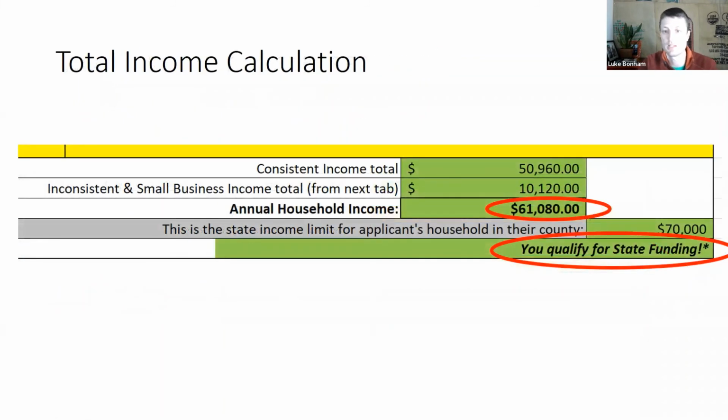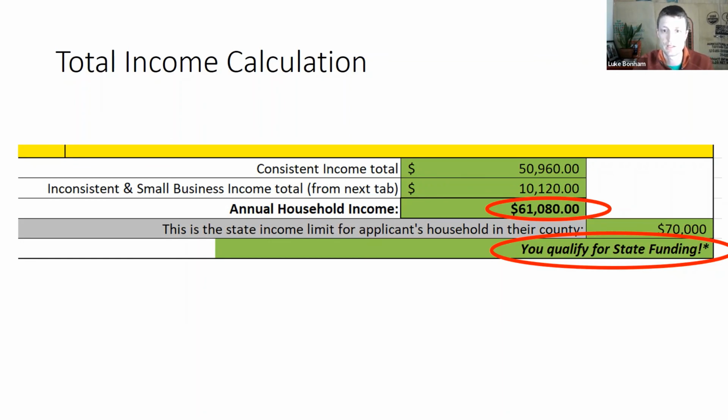When all sources of income have been recorded, you will come back to the consistent income tab for a grand total calculation at the bottom. You can see here this applicant had $50,960 in consistent income, $10,120 in inconsistent income for a grand total of $61,080. Based on their county and household size, they income qualify for the IDA.